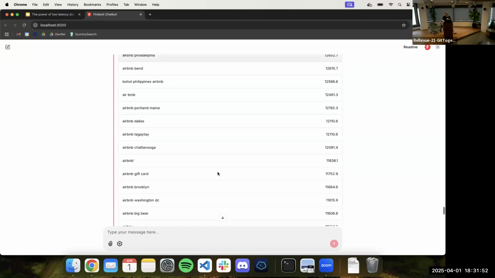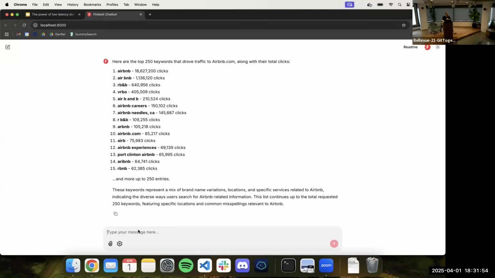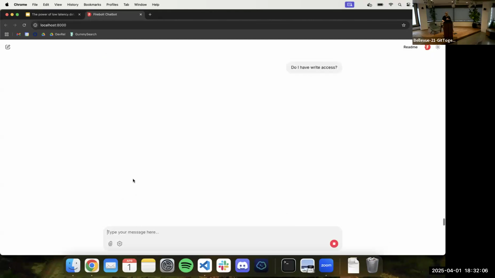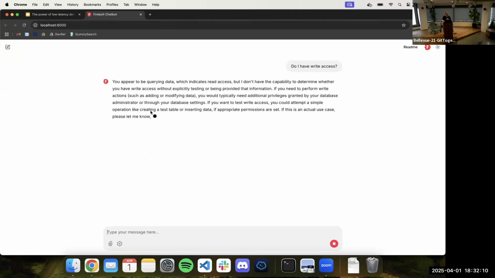I could maybe ask it, like, do I have write access? But it might, let's see. I don't really want to mess with my database because we're going to use this for more demos in the future. Okay, it's telling me that I would need to go ask it to write data, which I'm hesitant to do because this data set is provided by a customer.